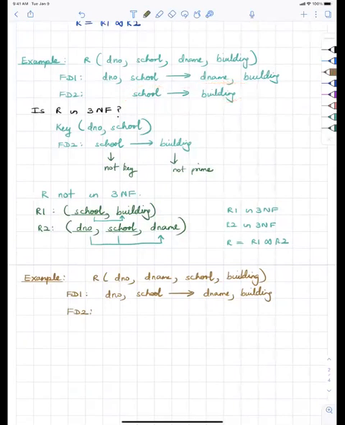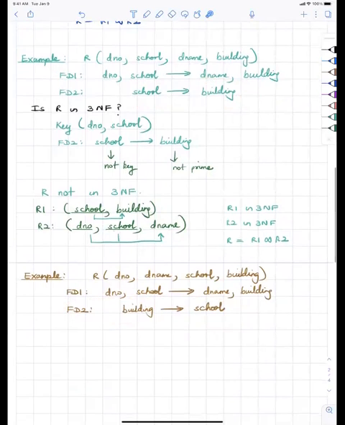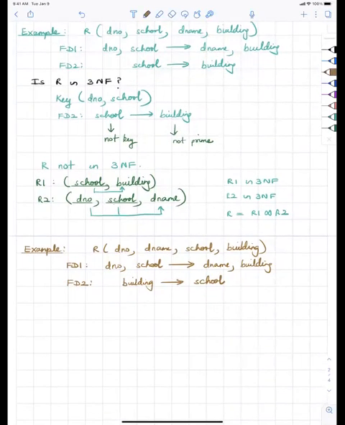So now I'm going to switch it around. I'm going to have building determine school. That's the only way these two examples differ, in their second functional dependency. So again, the question is, is R in 3NF? So let's look at this.